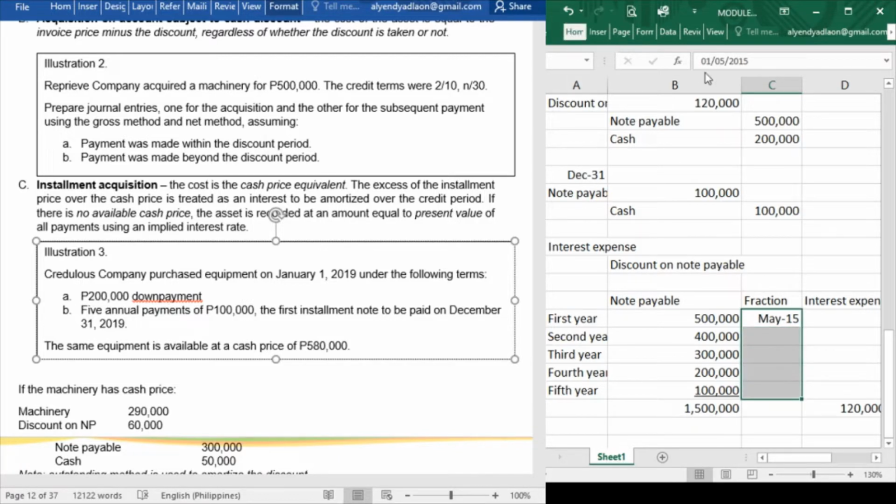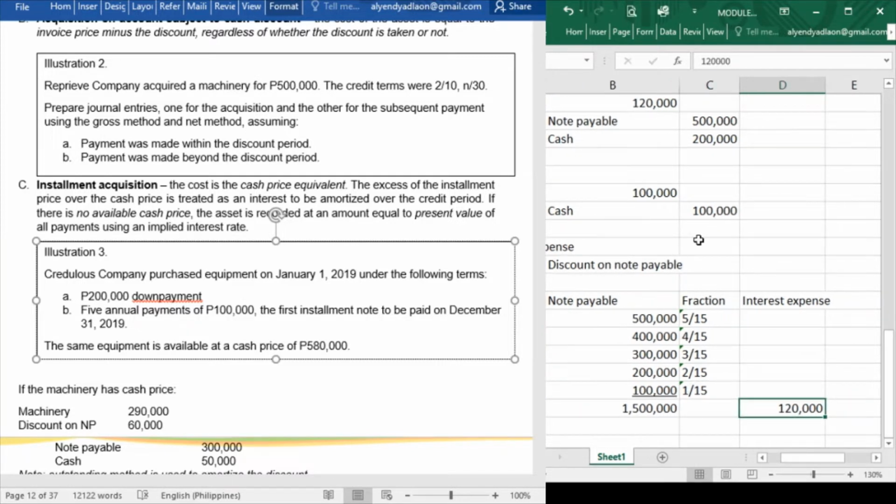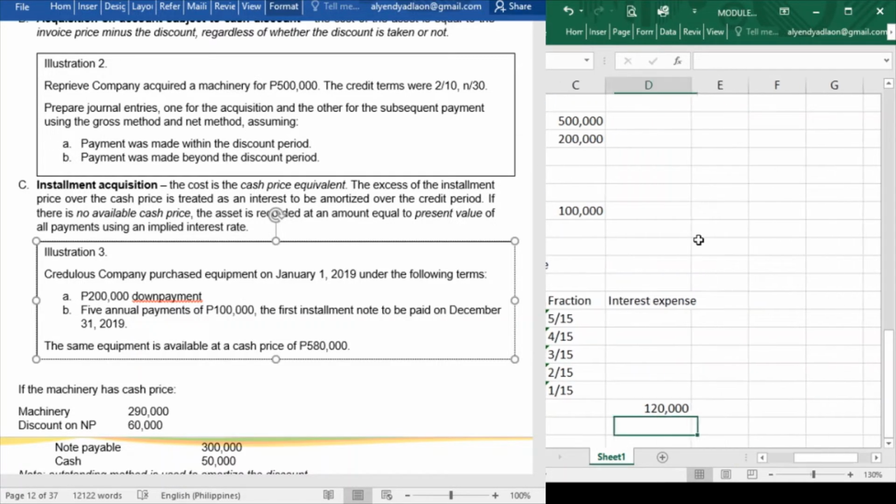So for our fraction in the first year, that is 5 over 15. 500,000 over the total of 1,500,000. The second year, that is 4 over 15. Third year, 3 over 15. Fourth year, 2 over 15. And fifth year, 1 over 15. So that is our fraction for the interest expense.